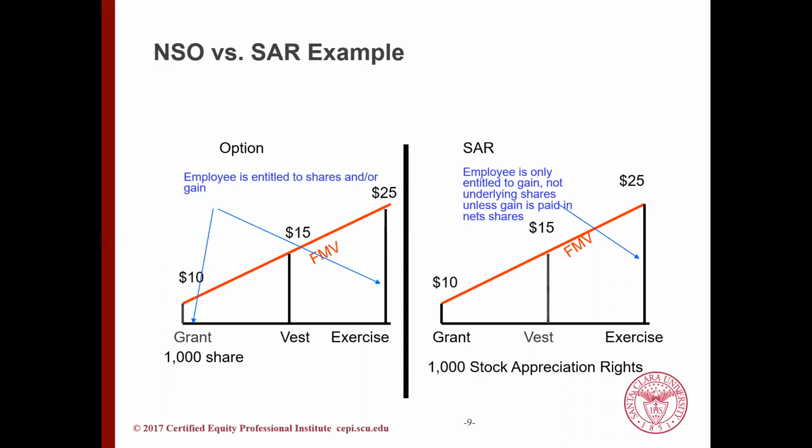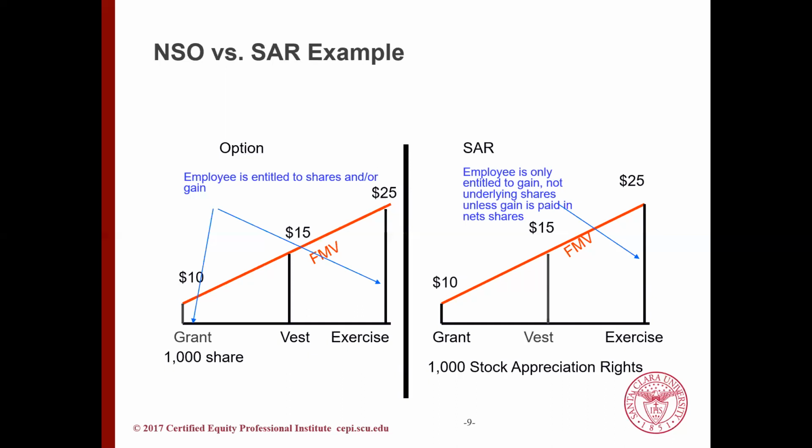She can pay $10,000 in cash and receive the full 1,000 shares. She can do a same-day sale and receive $15,000 in cash. Remember, we're not counting taxes here. The $15,000, again, is the fair market value of the award minus the exercise price. Or she can do a sell to cover and pay the exercise price using 400 shares and have the remaining 600 shares deposited into her brokerage account.